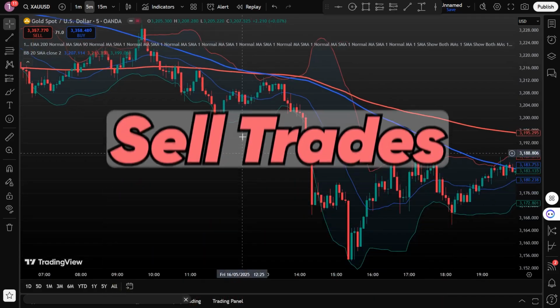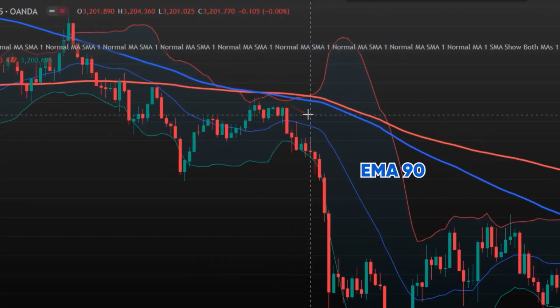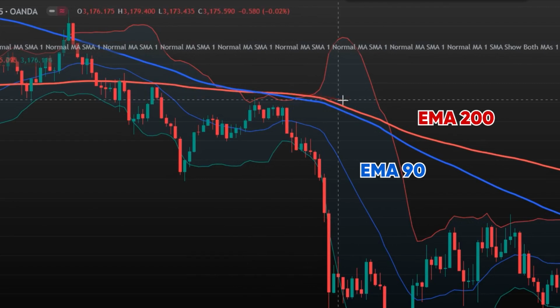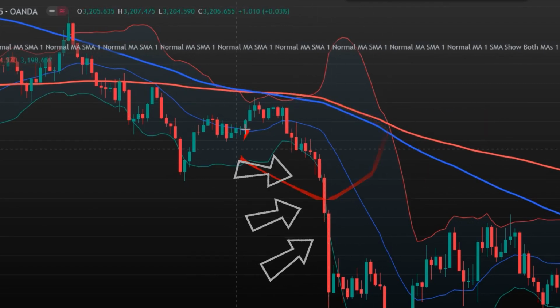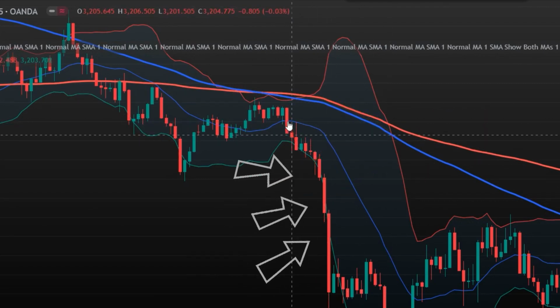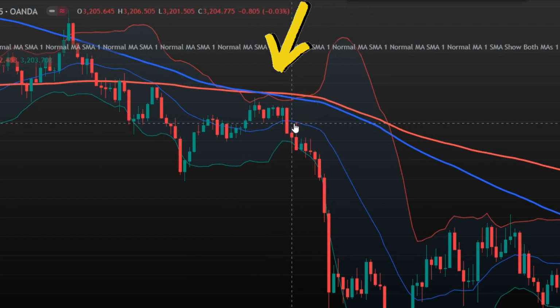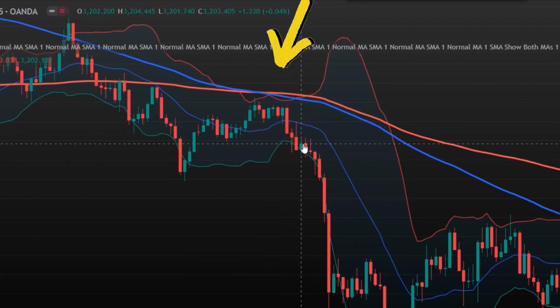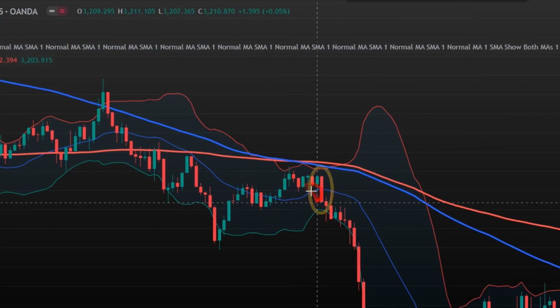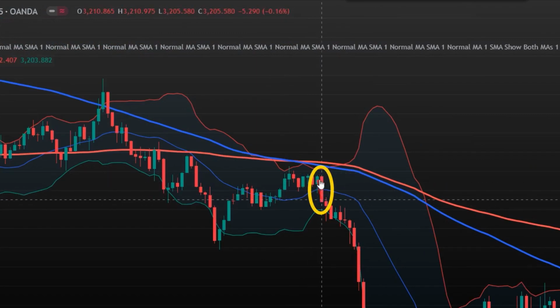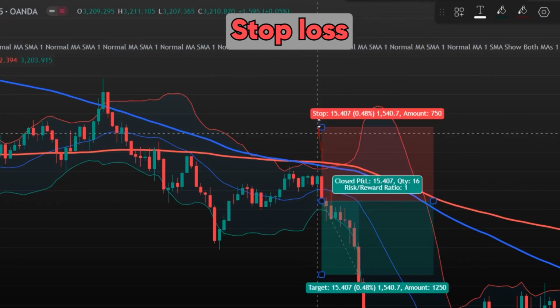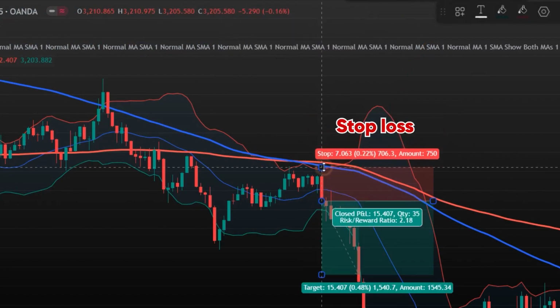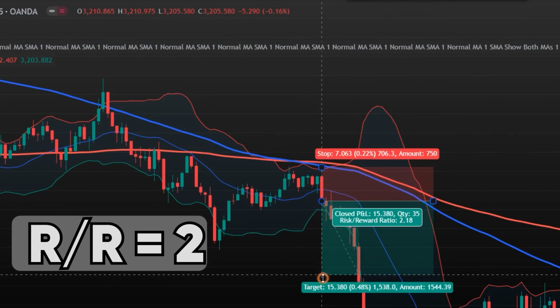Now let's flip the script for a sell. EMA 90 should be below EMA 200. Price candles should be under both EMAs. You wait for price to touch or get close to the upper Bollinger Band. Then, when a candle closes below the middle band, that's your sell signal. Place your stop loss just above the upper Bollinger Band, and again, go for that 1 to 2 reward.